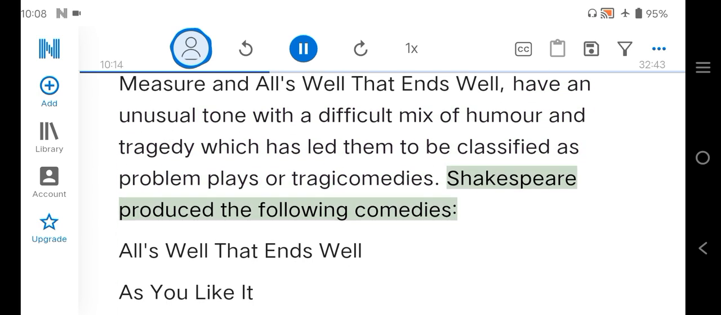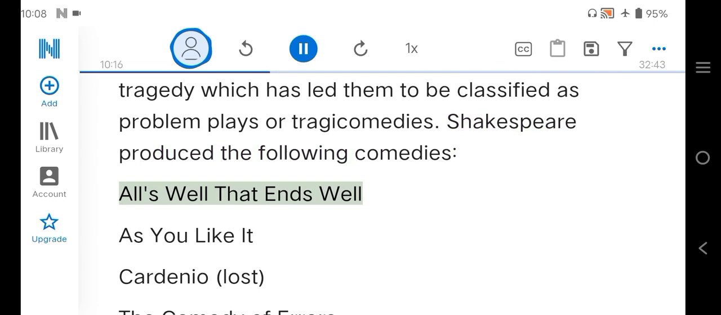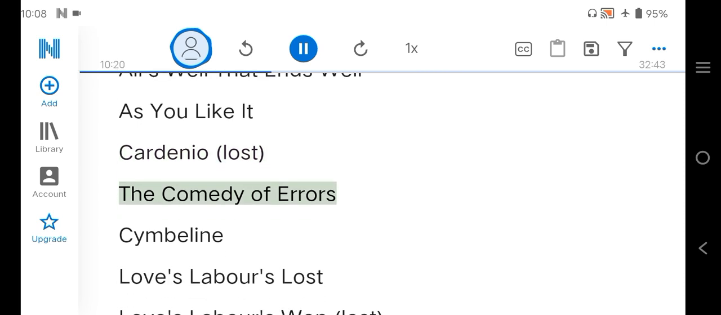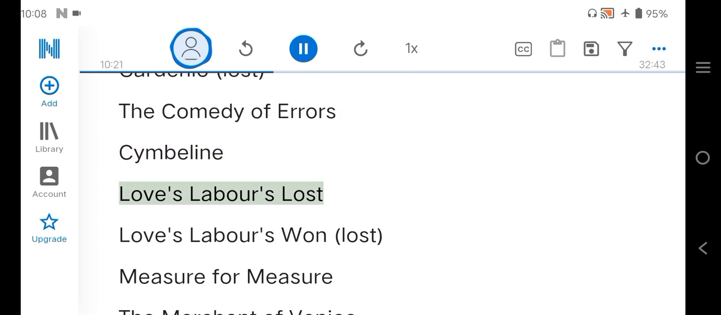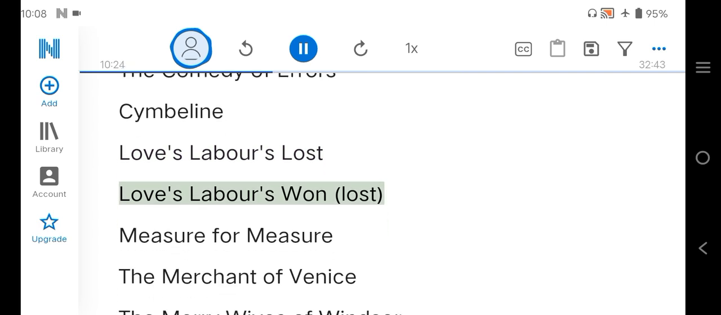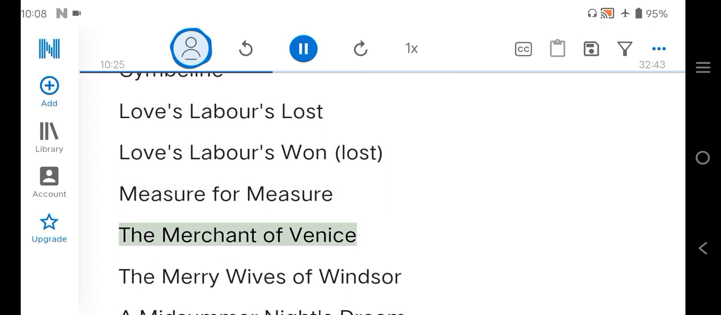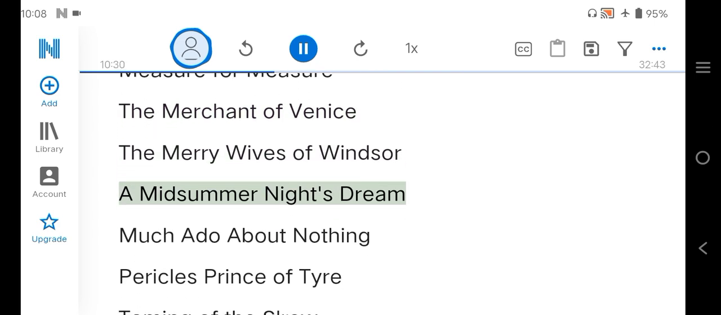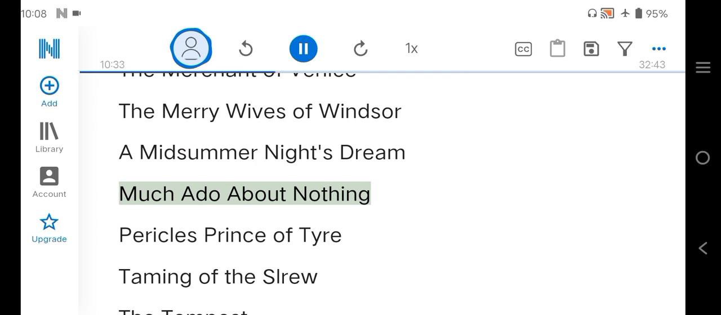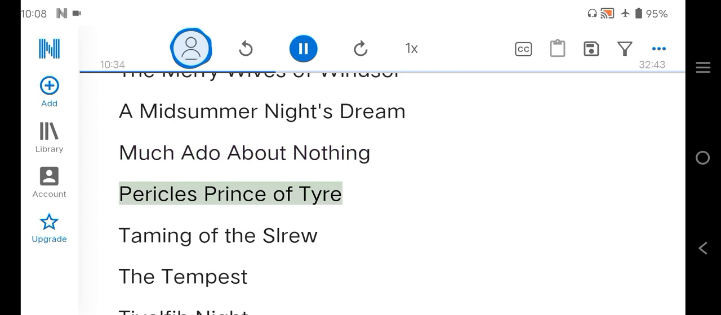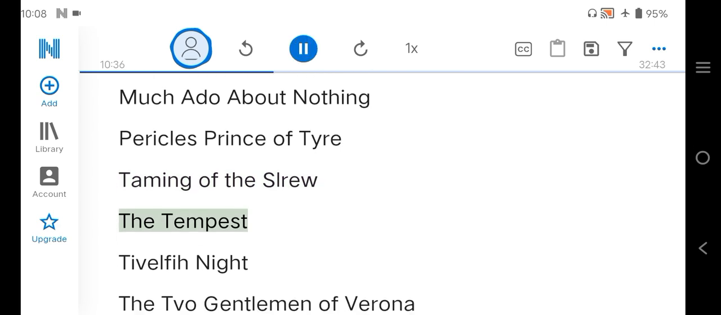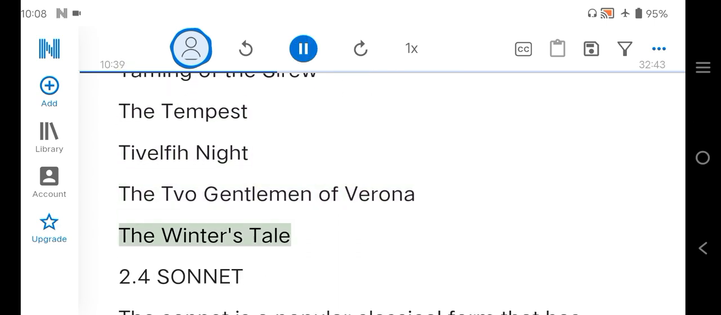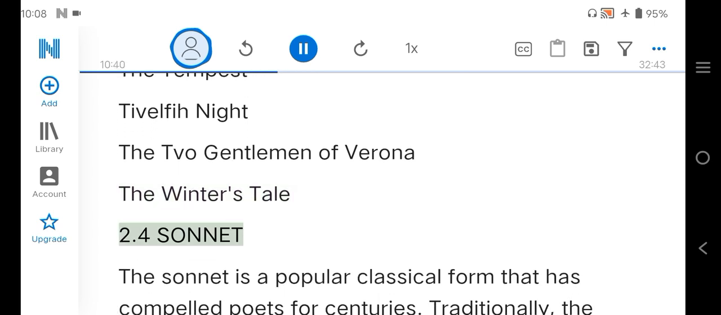Shakespeare produced the following comedies: All's Well That Ends Well, As You Like It, Cardenio, The Comedy of Errors, Cymbeline, Love's Labour's Lost, Love's Labour's Won, Measure for Measure, The Merchant of Venice, The Merry Wives of Windsor, A Midsummer Night's Dream, Much Ado About Nothing, Pericles Prince of Tyre, Taming of the Shrew, The Tempest, Twelfth Night, The Two Gentlemen of Verona, The Winter's Tale.